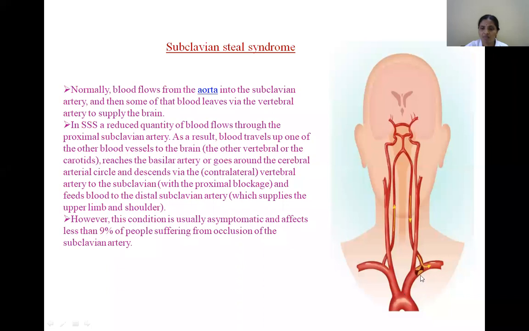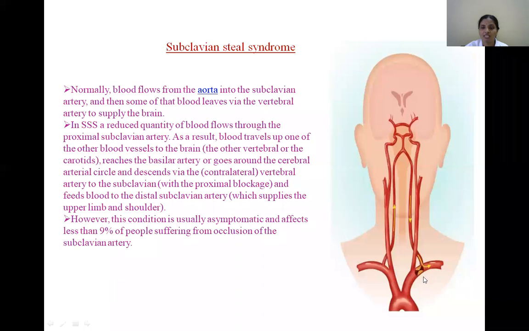Just imagine if there is any obstruction of the first part of the subclavian artery. What happens? There is a retrograde blood flow through this vertebral artery and it enters into the distal part of the subclavian artery, thereby it supplies the upper limb. So in case of obstruction of the subclavian artery, the arterial blood flows in a retrograde direction, and it fulfills the blood supply to the distal part of the subclavian artery.